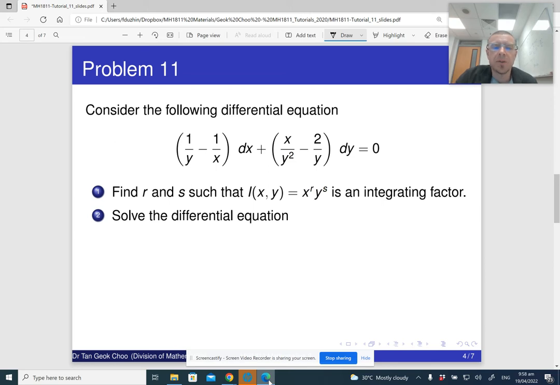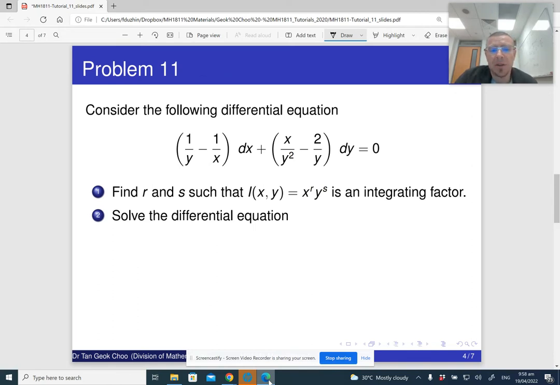All right, and some students asked me to explain question 11 of tutorial 11. So here is my explanation. Here we have a differential equation that uses dx and dy rather than dy over dx.